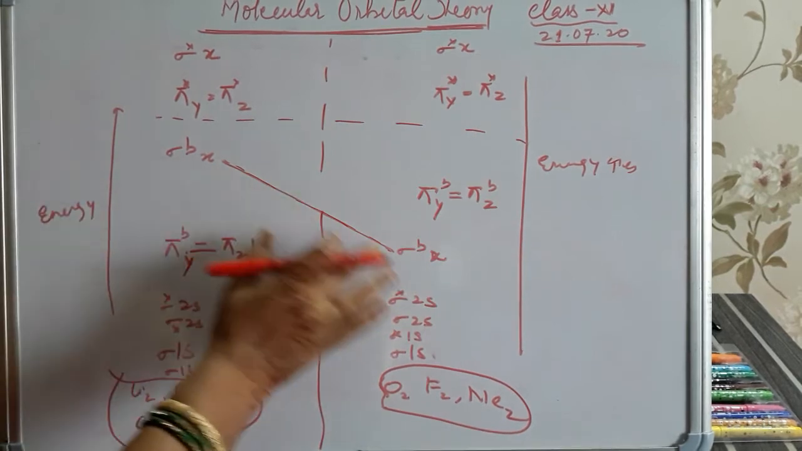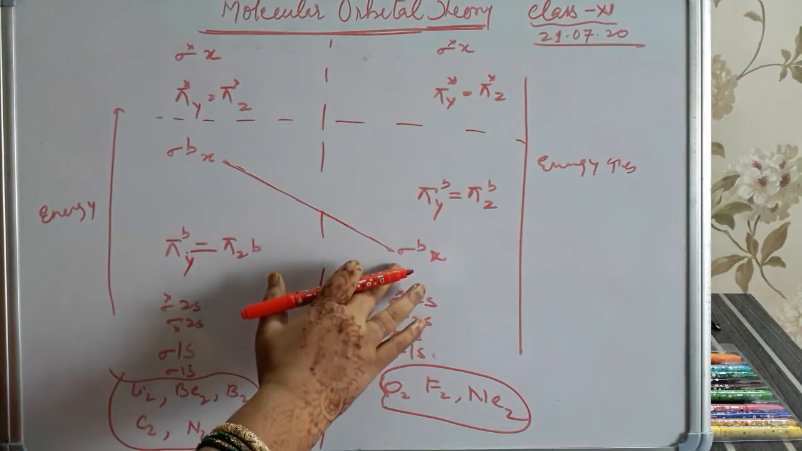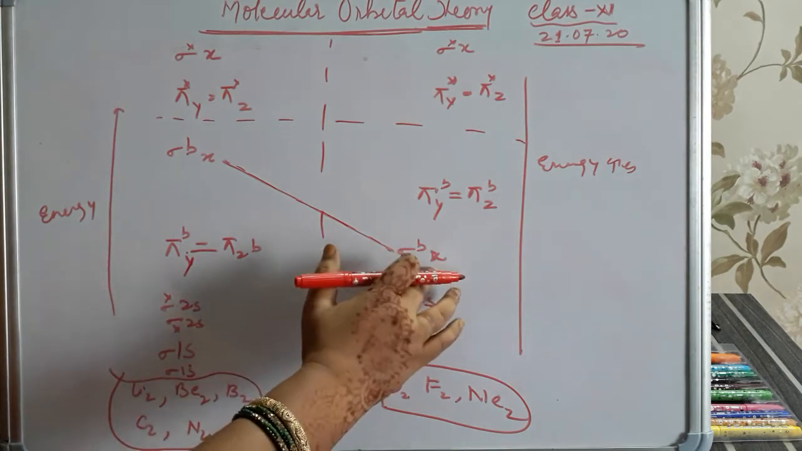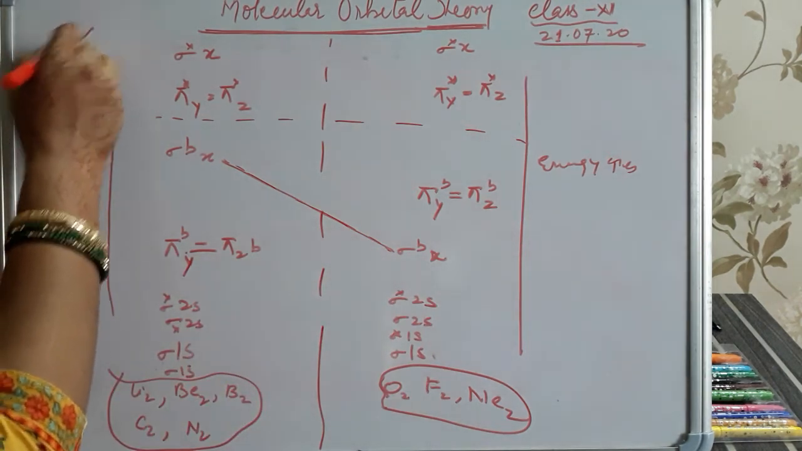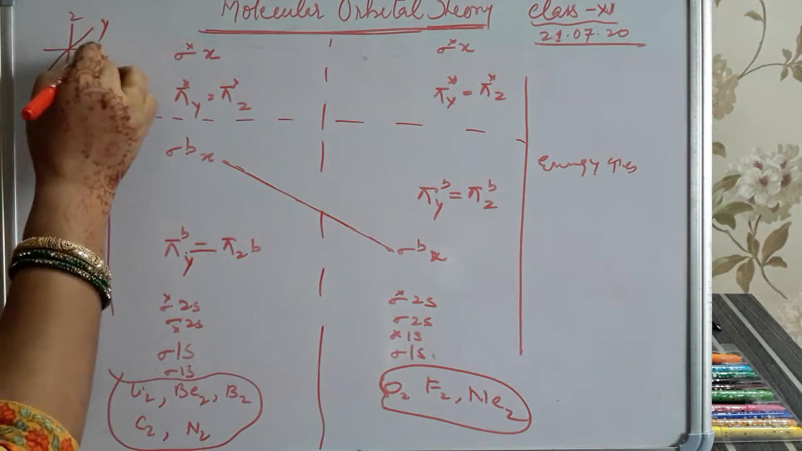So remember this. In case of oxygen, fluorine, neon, you will first fill the electrons in sigma bonding x orbital, I mean to say px orbital. We take the x, y and z; this axis we take as the x axis.